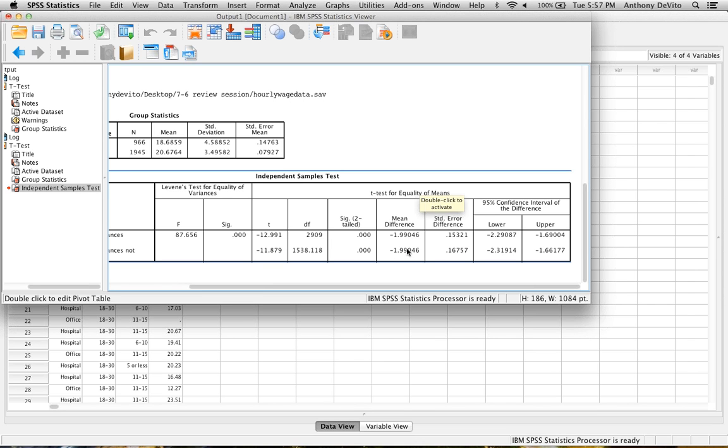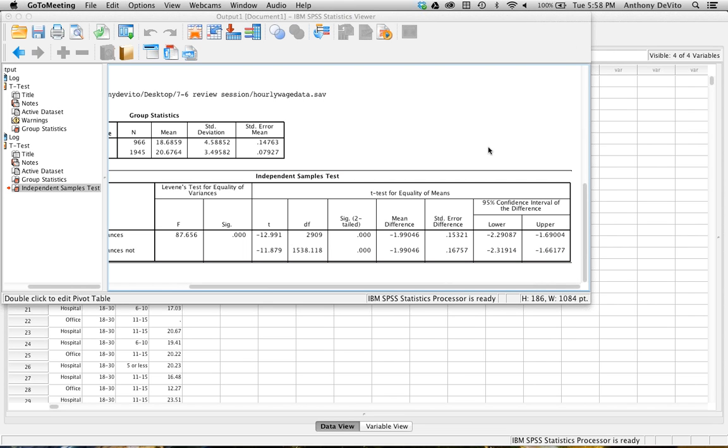And it says, well, that's what we estimate the mean difference is. But we also calculate a 95% confidence interval for the true difference, not either mean, but the difference between the two of them. And the 95% confidence interval says that office nurses are making, with 95% certainty, somewhere between $1.66 and $2.31 less than hospital nurses, right? They're both negative numbers.